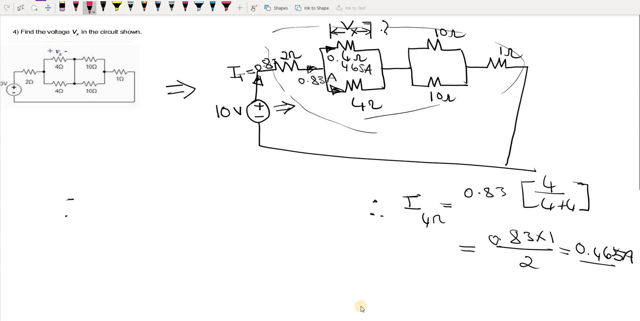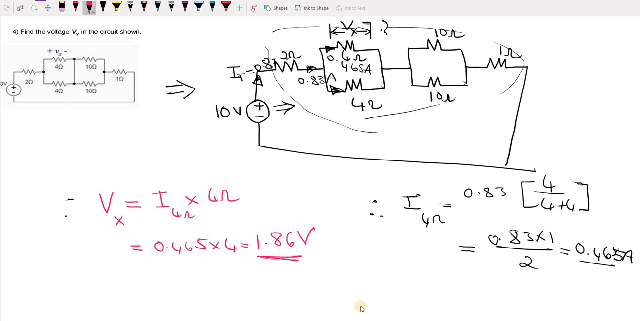Yeah. Therefore, final answer, voltage across that, Vx, is equal to current through 4 ohm resistance into 4 ohm. That is, how much it is? 0.465 into 4. How much it will be? 0.465 into 4, 1.86 volts. It is 1.86 volts. So this is how I have to solve the problem.